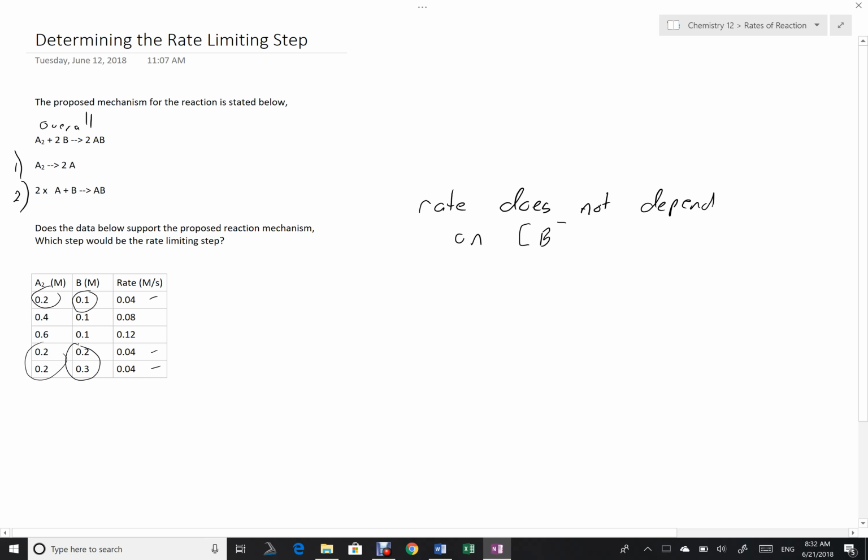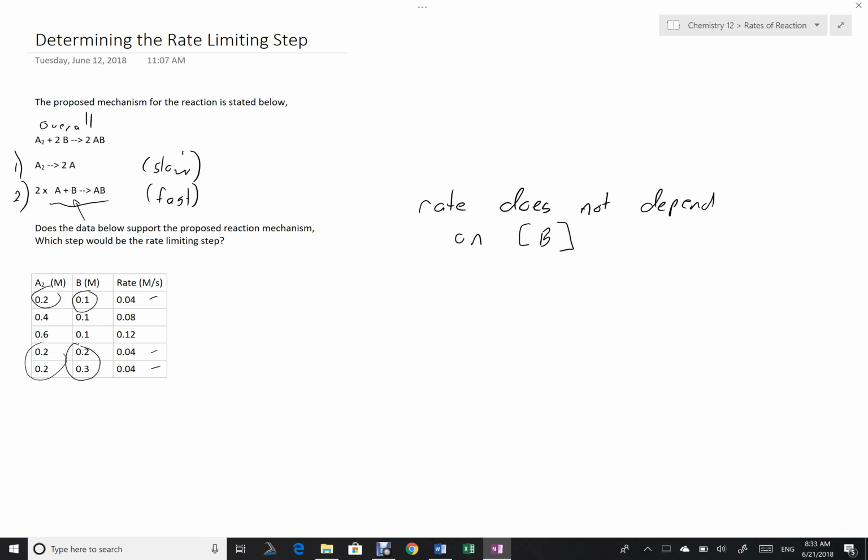The concentration of B. So right here we can see in this step that if this step was the rate limiting step, it would depend on B. So we can already come up with that fact that this is the fast step and this is the slow step. So I don't really need to do the second part of this, but I will anyways, just to make sure that it makes sense.